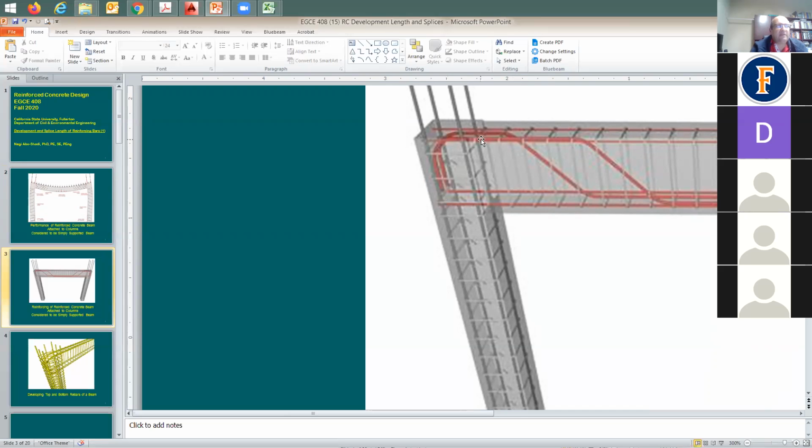There's a length for this hook, and the length starts from the face of the column. So I'm going to say start from this point, all of that I'm going to call the hook length, which means from the critical section, which is right at the face of support, all the way to the end of the hook. There's going to be straight development from here to the end of the rebar. So in this case, the provided development length is less than what is needed by code, for this top rebar.